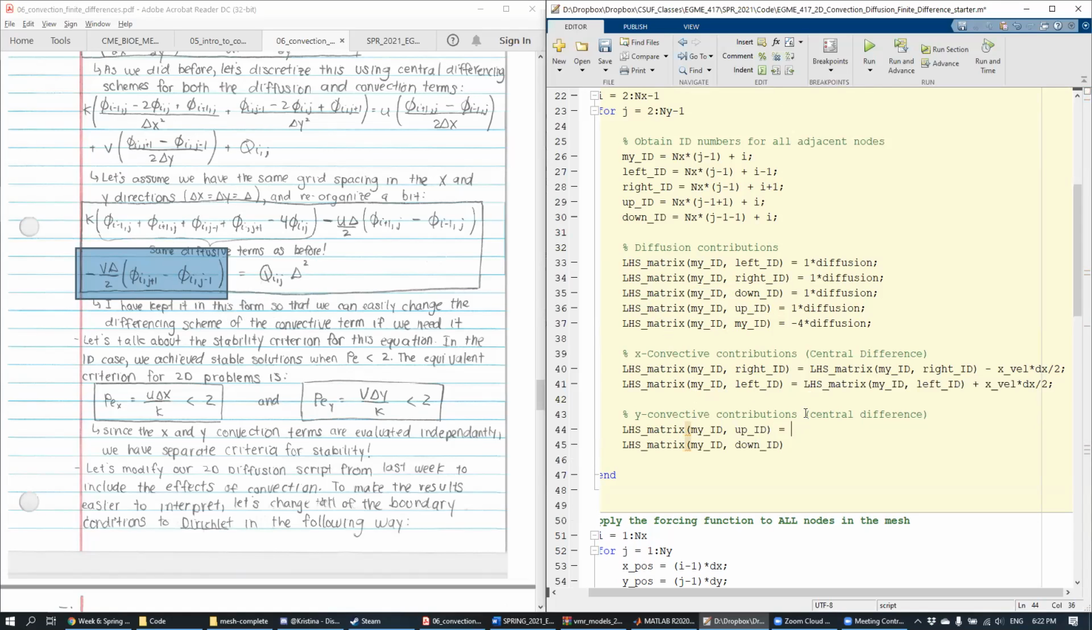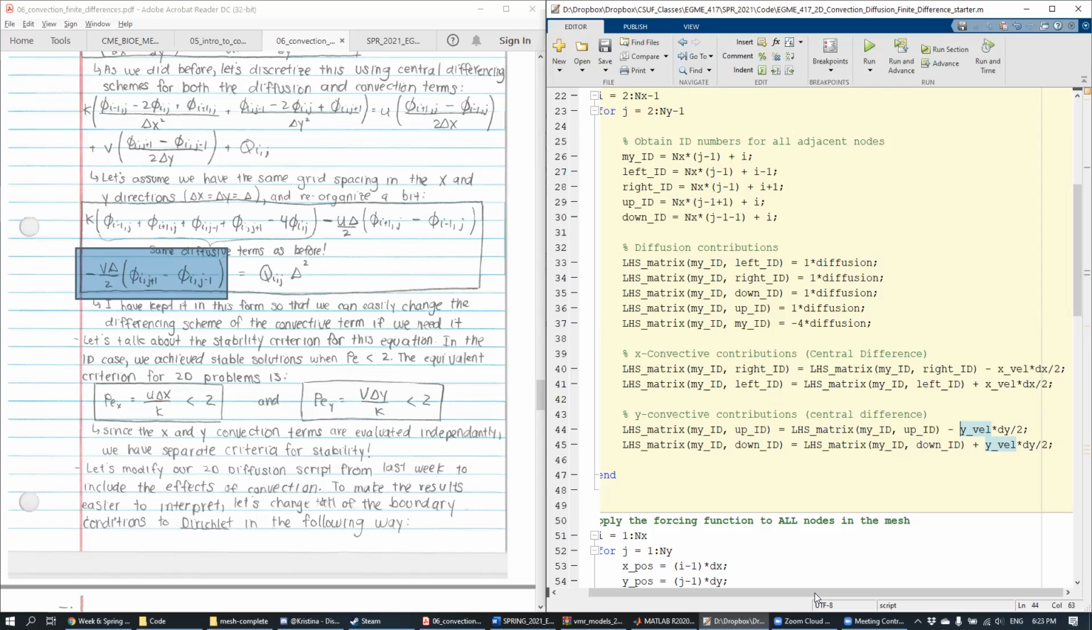And then same thing as we did for the x convection, we're going to use update notation. Okay. And then from this, we're going to subtract y velocity times dy divided by 2. It doesn't matter if you use dx or dy because they're the same in this case. And same thing for down ID, and then we're going to add the y velocity times dy divided by 2.